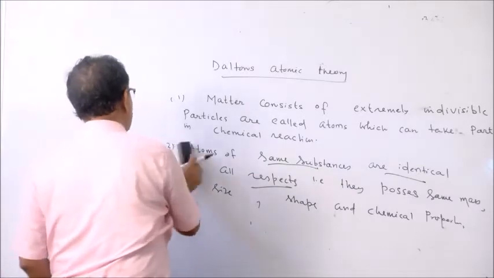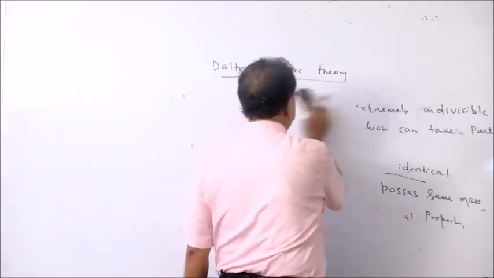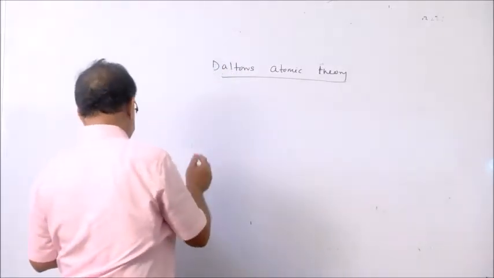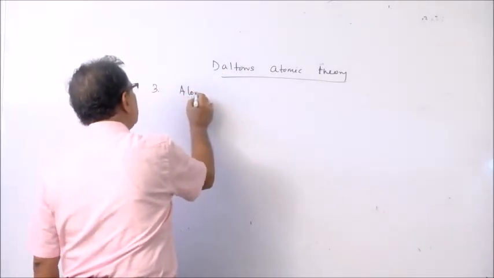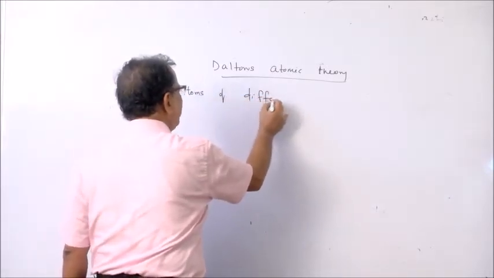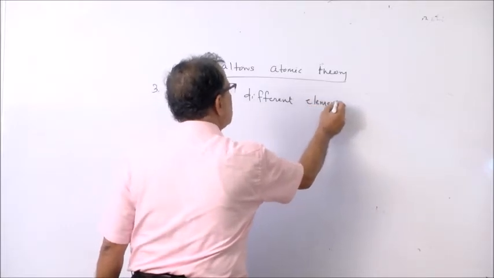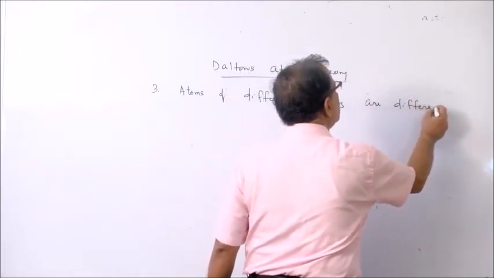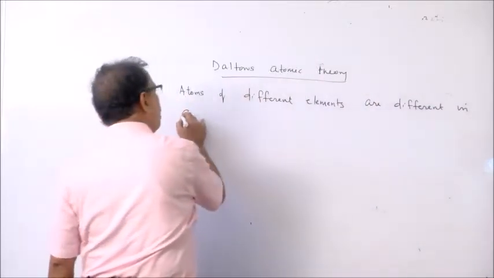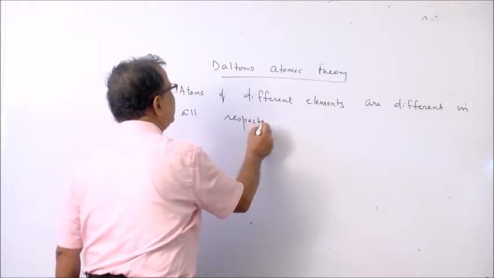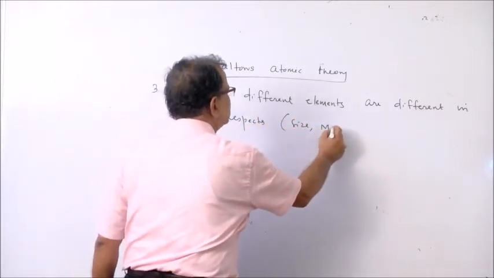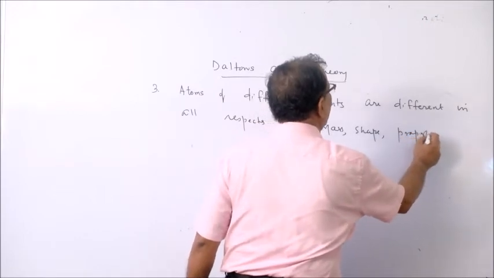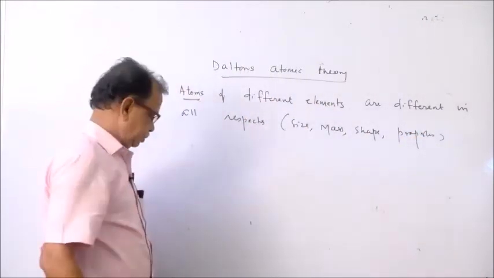Number third one, atoms of different elements are different in all respects. That is size, mass, shape, properties. All are different. Atoms of different elements have different properties, not the same.